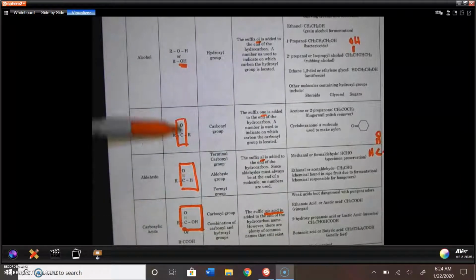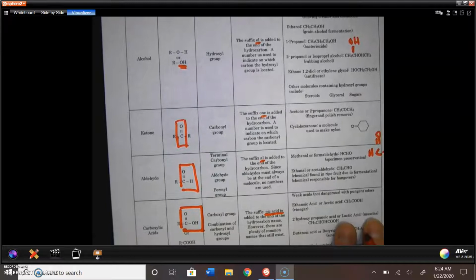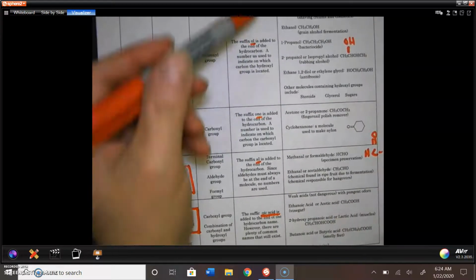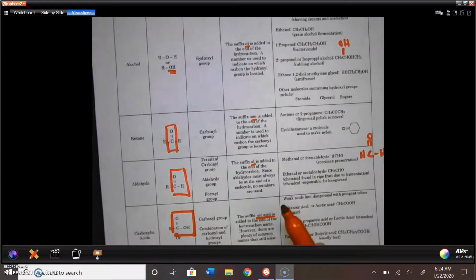You also need to be able to recognize these guys and draw simple ones. If I asked you to draw pentanoic acid, I would hope that you would know that pent is 5 carbons. Oic acid means you've got a carboxylic acid group on the end. Okay, so those are the oxygen functional groups that I want you to know, how to name and recognize. There's a few more that I want you to be able to recognize. And those are on the back of your organizer.